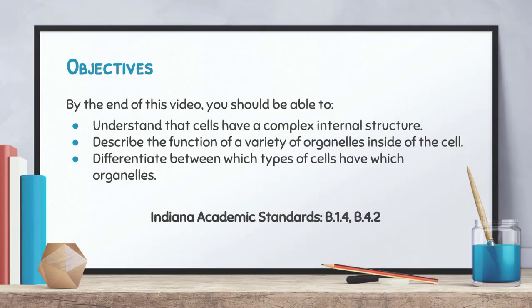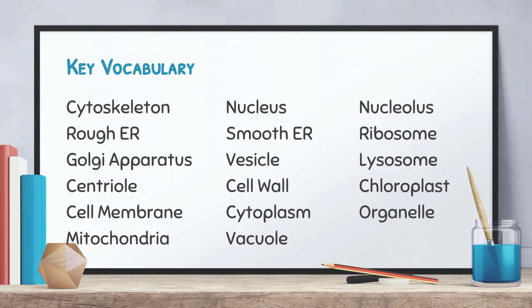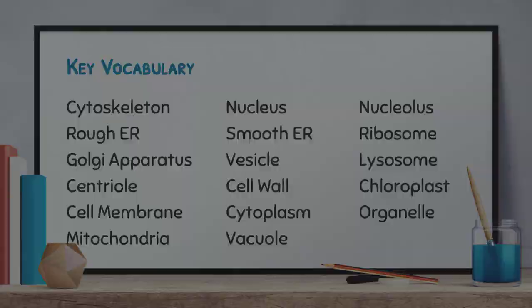So hopefully by the end of this video, you should be able to understand that cells have a complex internal structure. You should be able to describe the function of a variety of organelles inside of the cell and differentiate between which types of cells have which organelles. As you can see, we have a ton of different organelles that we are going to look at, and these are going to need to be committed to memory. So we'll spend quite a bit of time on this in class to help you understand exactly how all of these organelles work and how they function inside of the cells.